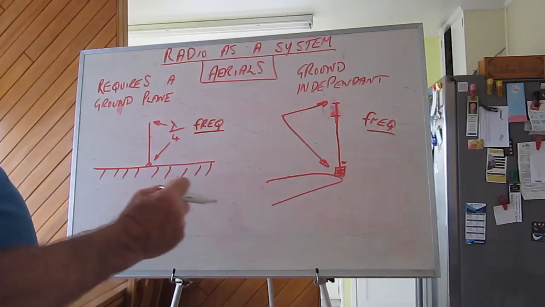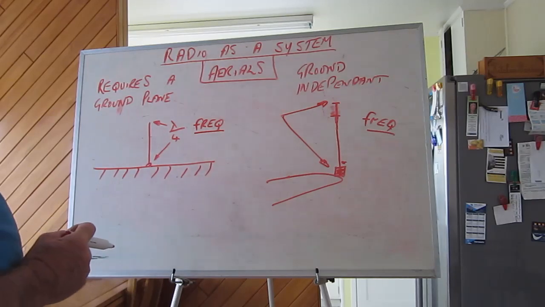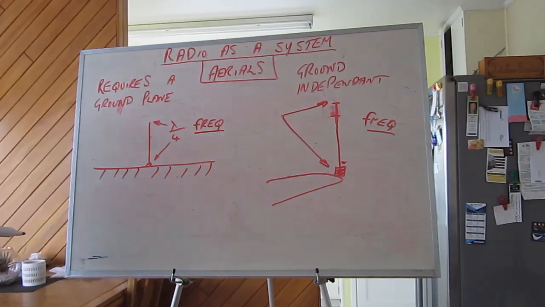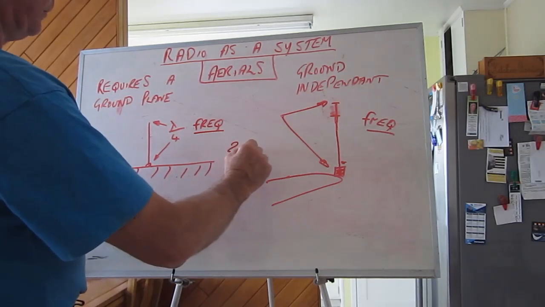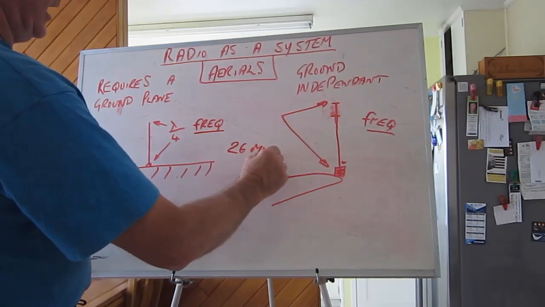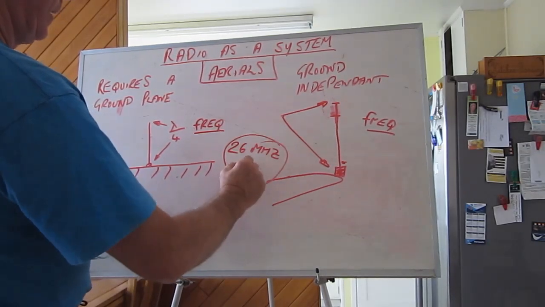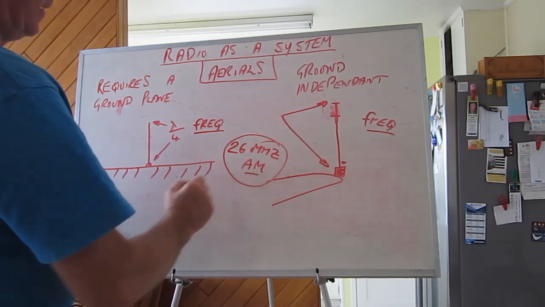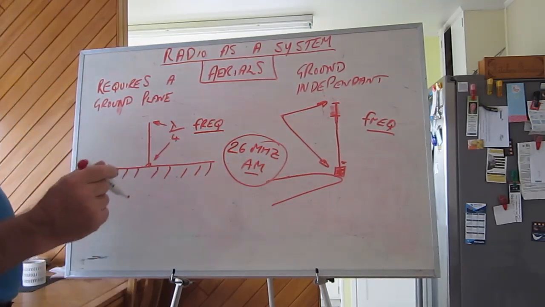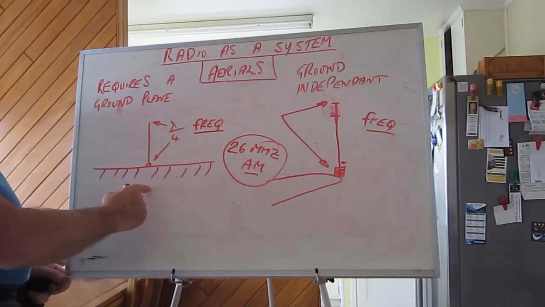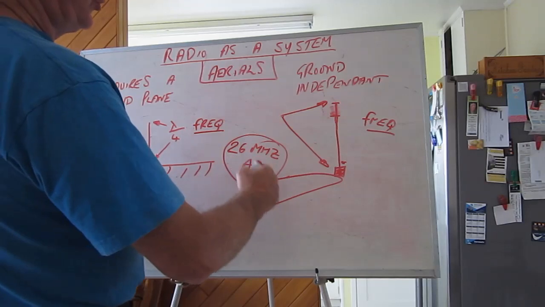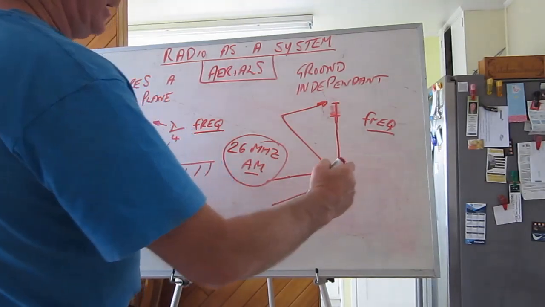The one example which I can give for New Zealanders at least is the Citizens band. The Citizens band in New Zealand operates at 26 megahertz and it's AM, and you can purchase pre-tuned quarter wave whips, and you can purchase pre-tuned ground independent antennas.